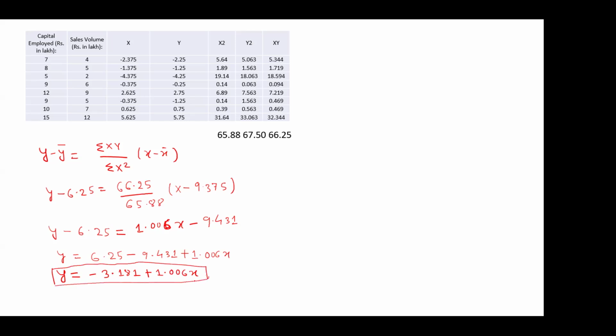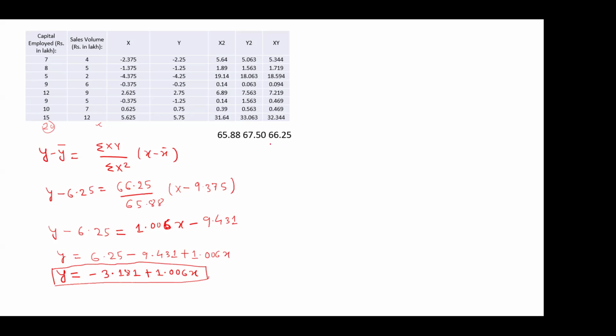So this becomes my y on x equation, right? So if the x value is given, that is the first one, capital employed, suppose it is given as 20, what will be the value of sales in volume? Put this value 20 here: 20 into 1.006 minus 3.181. So 20.12 minus 3.18, around 16 point something, is going to become the value of y.